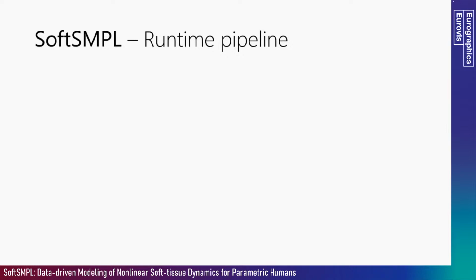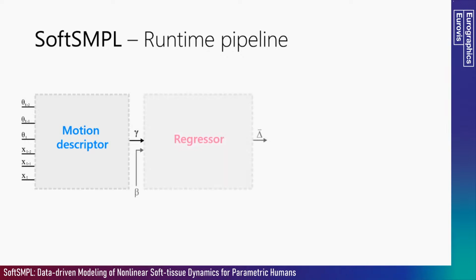In order to compute the soft tissue displacements, we propose a pipeline that has three main components. The first one takes as input pose information as well as the global translation of the avatar, and generates the motion descriptor gamma. Then we have a recurrent regressor that receives as input the motion descriptor alongside the shape coefficient, and produces some displacements delta. The displacements predicted by this network are encoded in a low-dimensional space, so the last step consists of projecting those encoded displacements to the full deformation space. Let's see each component one by one, starting with the motion descriptor.